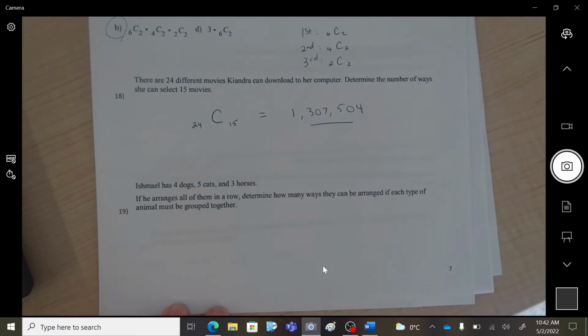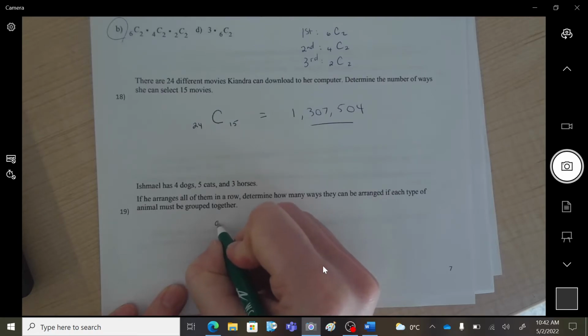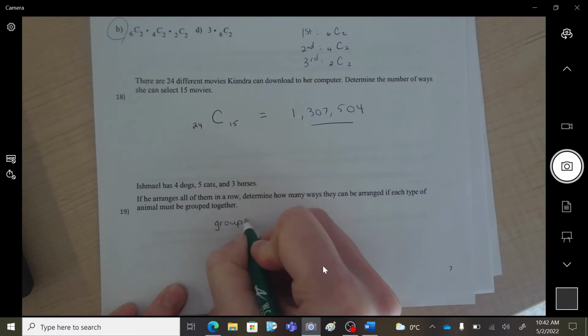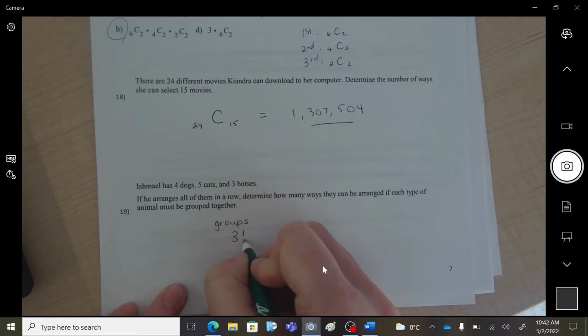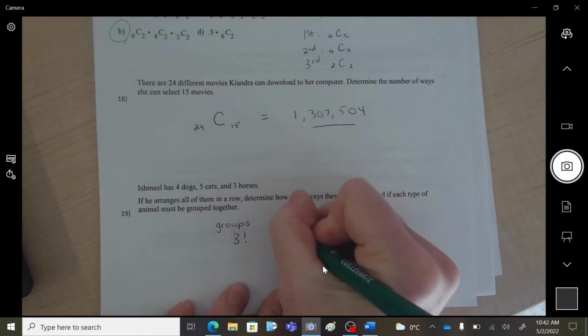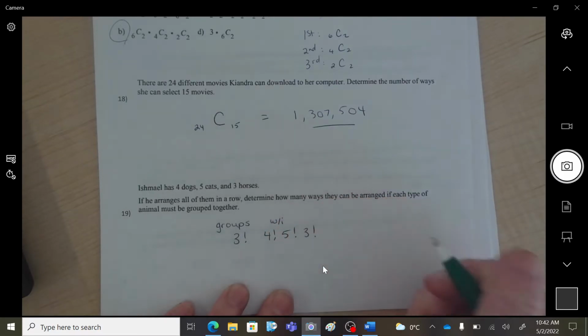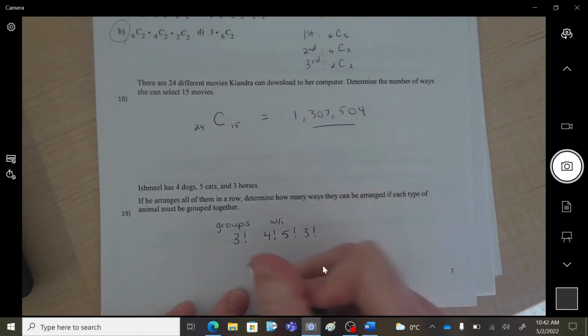Okay, 4 dogs, 5 cats, 3 horses. Arranging them in order, and they have to be arranged by their animal. Okay, so the groups, we have 3 groups we could arrange. So we could go dogs, cats, horses, or horses, dogs, cats, etc. Then within, we could move the dogs around, the cats around, the horses around within their own group. So this is the final answer.